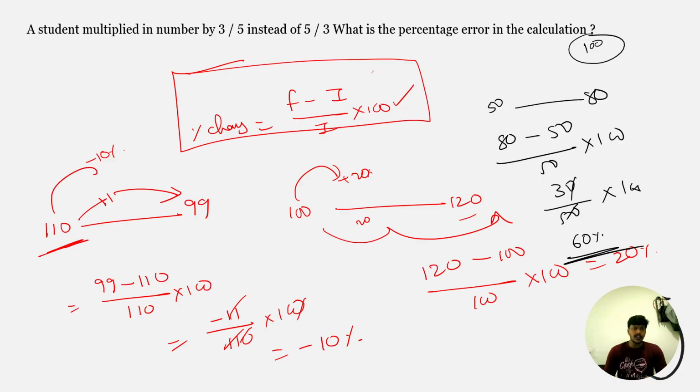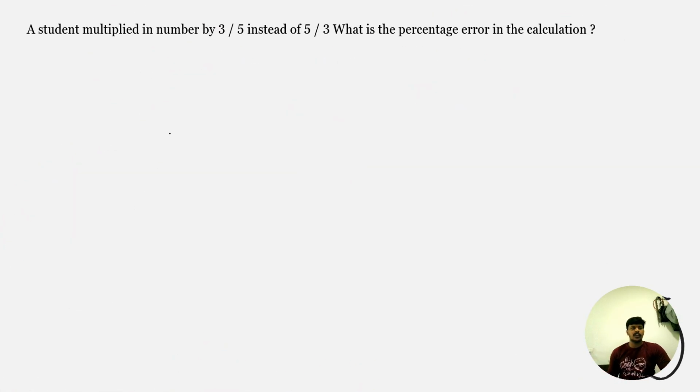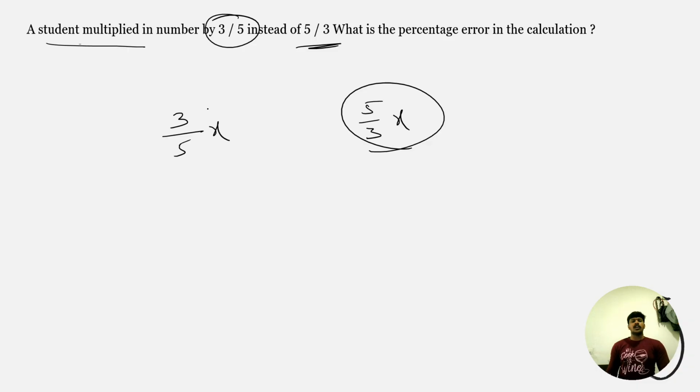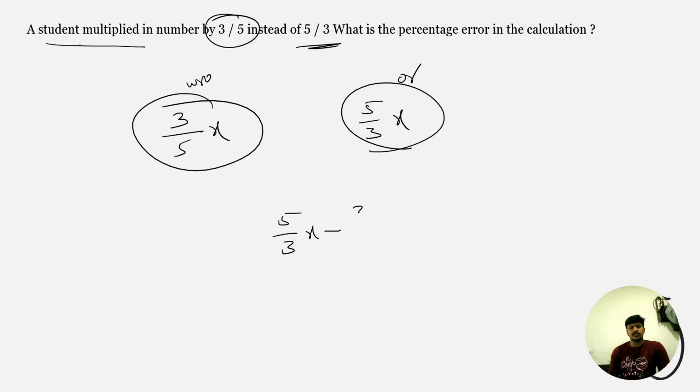Okay, now let's go back to our problem here. So what was given there? We're multiplying the number by 3 by 5, so the number is 3 by 5 x instead of 5 by 3 x. So this is the original number and this is the wrong number. So how much percentage change is there? (Original number minus wrong number) by original number into 100.